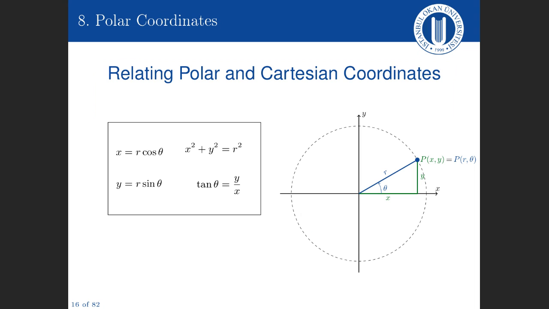We have two systems of coordinates for describing the position of a point. We can use x and y, or we can use r and theta. And we have some simple equations to convert one into the other. From this picture, you can see straight away that x must be r cos theta, and y must be r sin theta. Or by Pythagoras, x squared plus y squared must be r squared, and from trigonometry, tan of theta must be y divided by x.